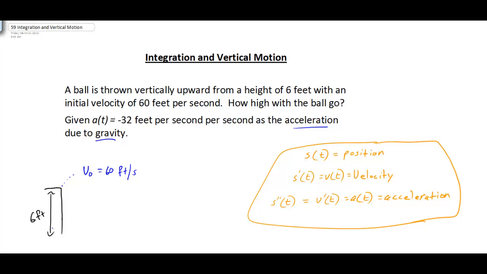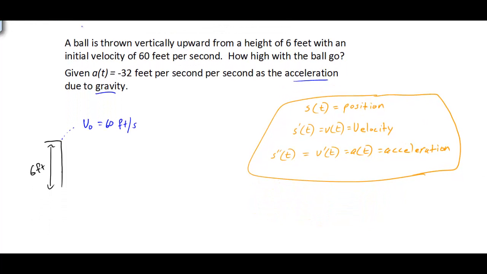So here we have the problem set up. We're 6 feet off the ground, and the initial velocity, which is v sub 0, is 60 feet per second. So we can start with the idea that we know our acceleration, a of t, is equal to negative 32 feet per second squared, and you can think of this as negative 32 feet per second, or we can simply write per second squared.